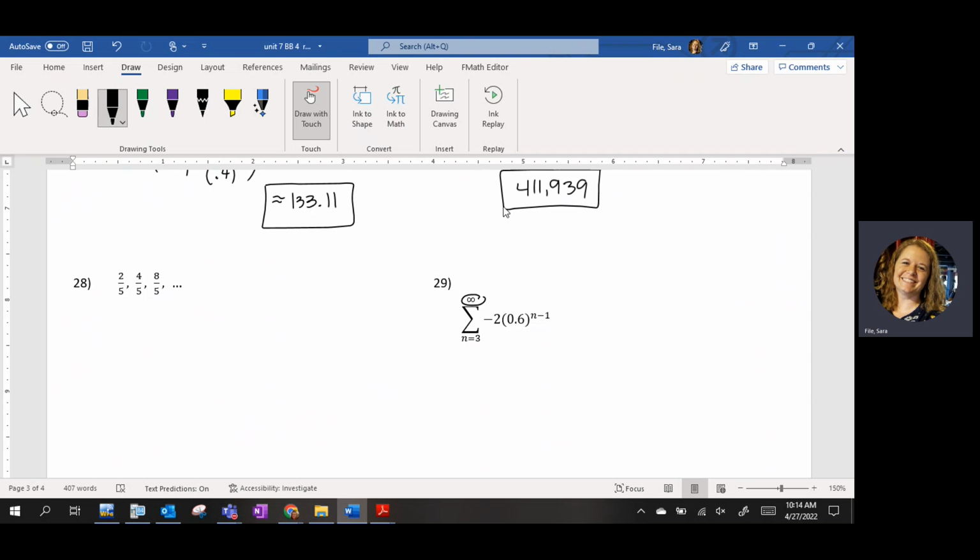Those two were finite. So the formula for the infinite sum was the first term over 1 minus r. But remember, we can only do this if the absolute value of r is less than 1. If the absolute value of r is greater than 1, the sum does not exist. So first we need to figure out what is r here.